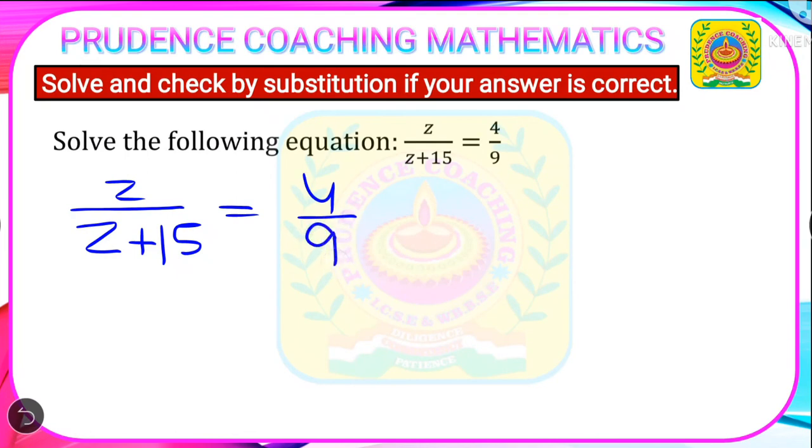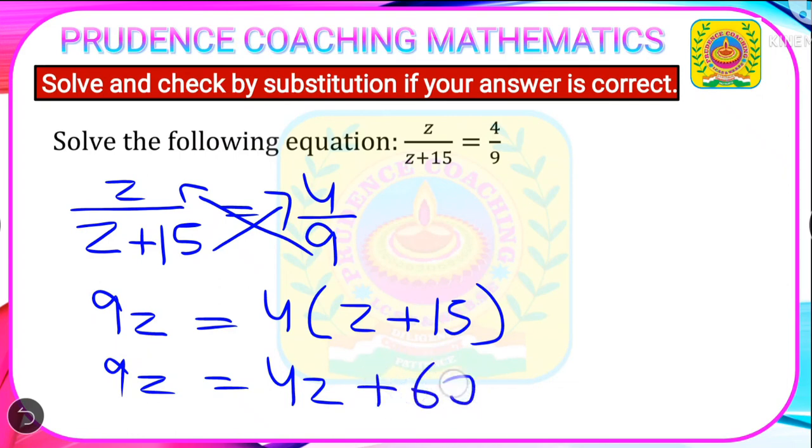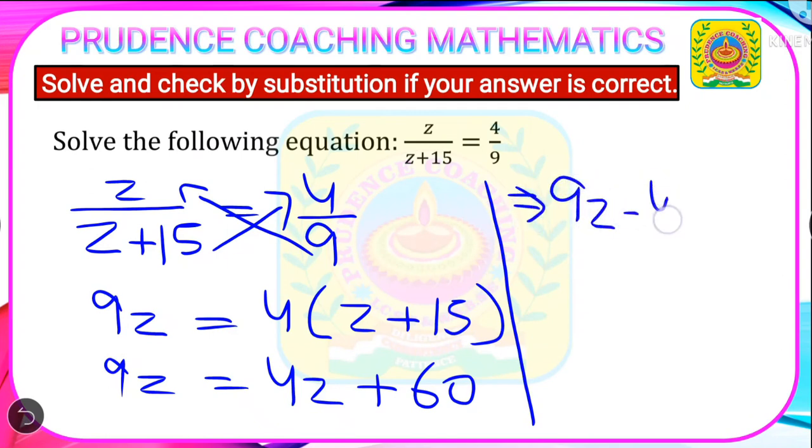First we need to cross multiply. So we will get 9z equals 4 into (z plus 15). Cross multiply means this is multiplied with this one and this one with this one. So you will get 9z equals 4z plus 4 into 15 is 60. Now you need to bring all the variables on the left hand side. So you will get 9z minus 4z equals 60. 9z minus 4z is 5z, which equals 60.